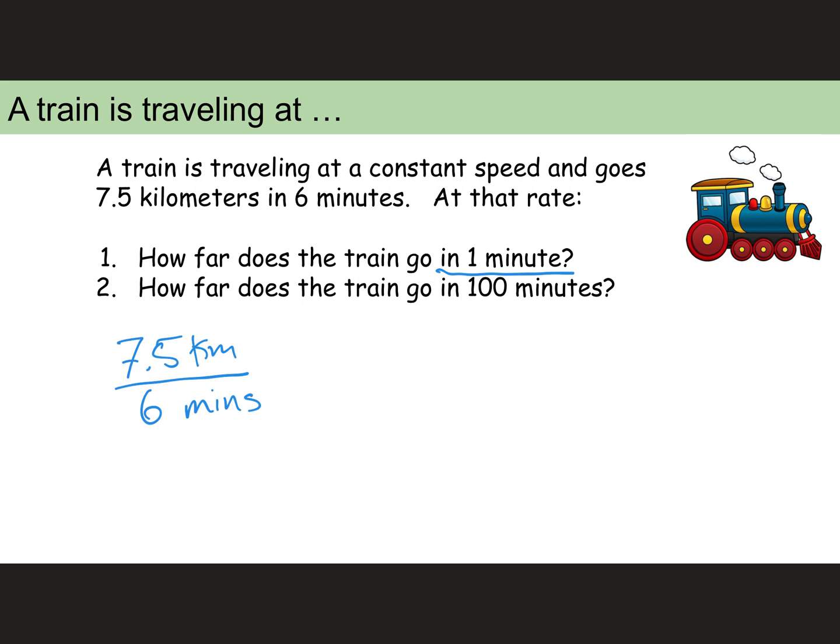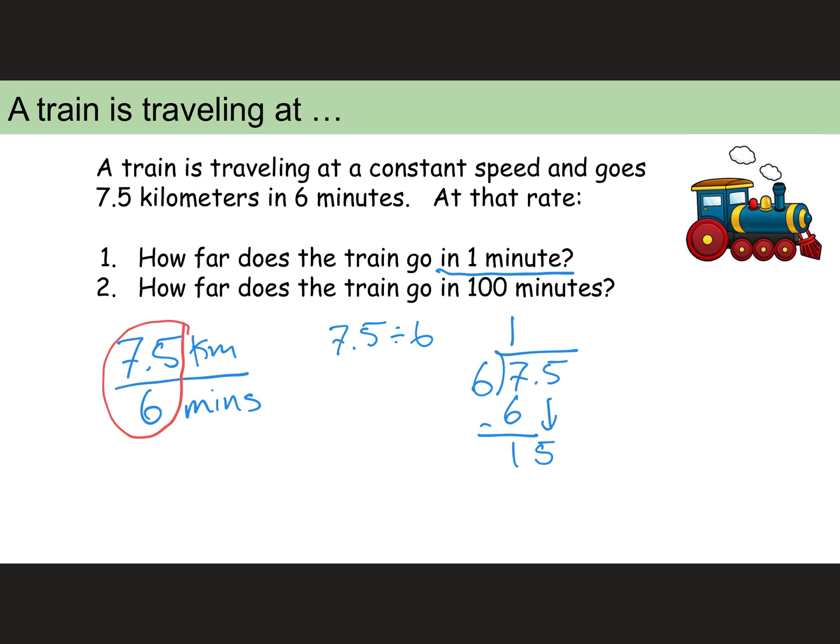Well, to do that, we simply only have to divide these two numbers, 7.5 divided by 6. What is 7.5 divided by 6? And that's going to find our unit rate. So how many times does 6 fit into 7.5? 6 goes into 7 one time with a remainder of 1. Bring down my 5. 6 goes into 15 2 times. My decimal goes straight up.